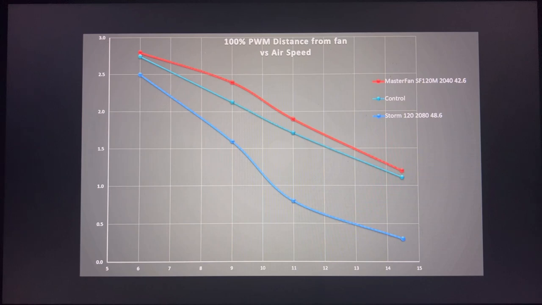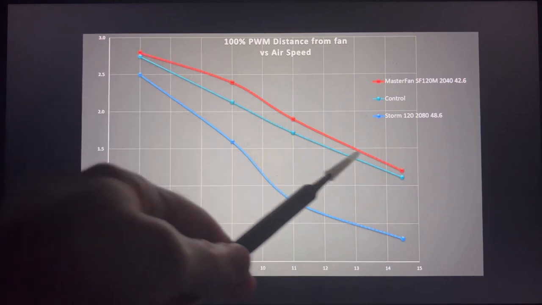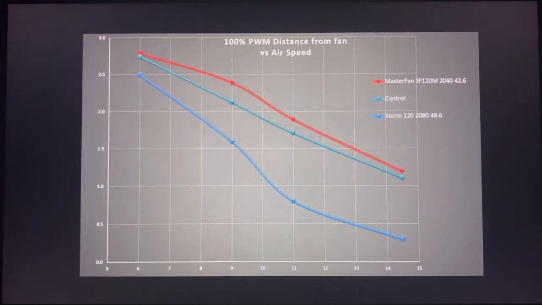Moving things up to that 100% PWM fan signal, there's my control fan, and the master fan has lost a lot of ground. It's just not as high-end performance difference between my control and the master fan. But if you look over here, we have the RPM of spinning as well as the noise level. The Storm, on the other hand, did sort of move up, in my opinion.